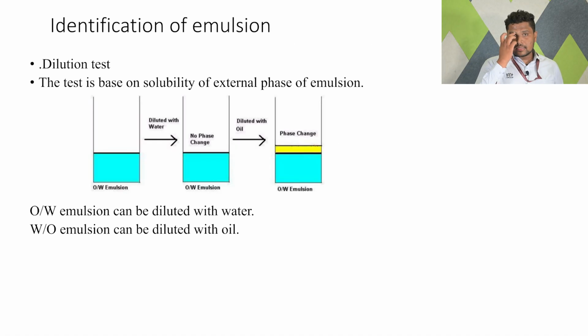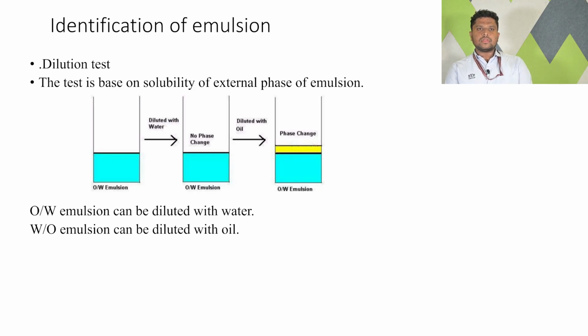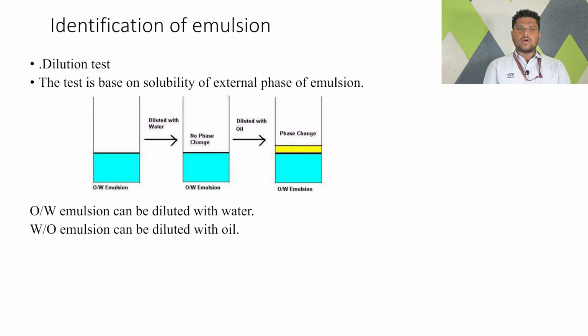Then there are several identification tests of emulsion. First is the dilution test. The test is based on the solubility of the external phase of the emulsion. In the dilution test, an oil in water emulsion can be diluted with water. The major continuous phase is used for the dilution.